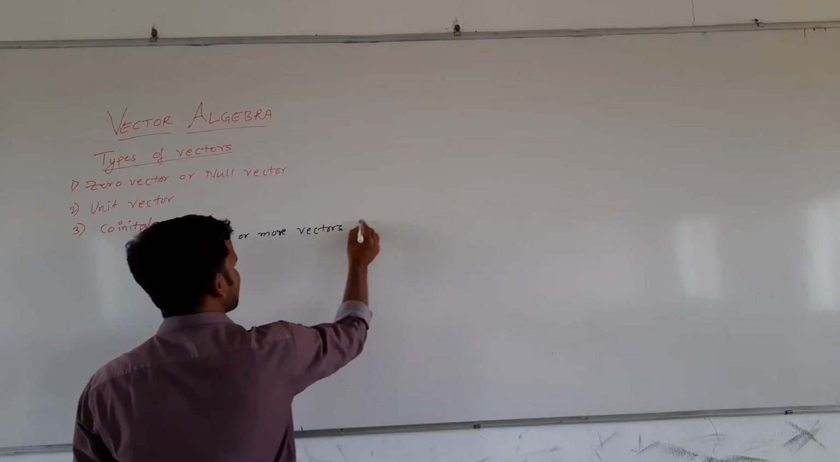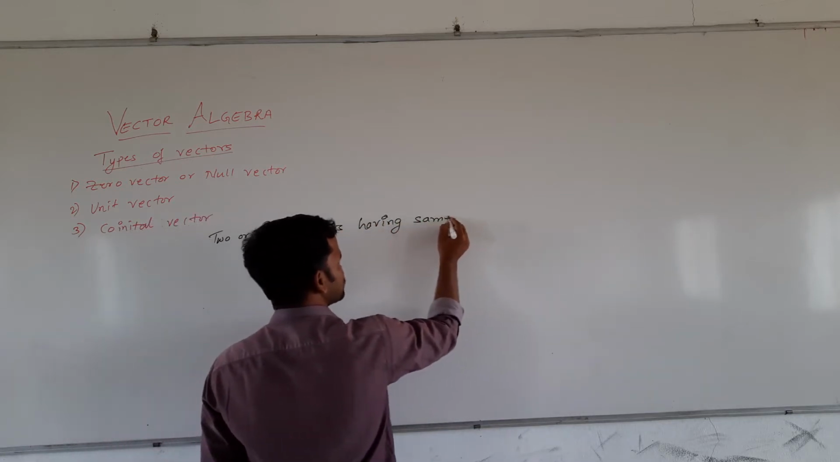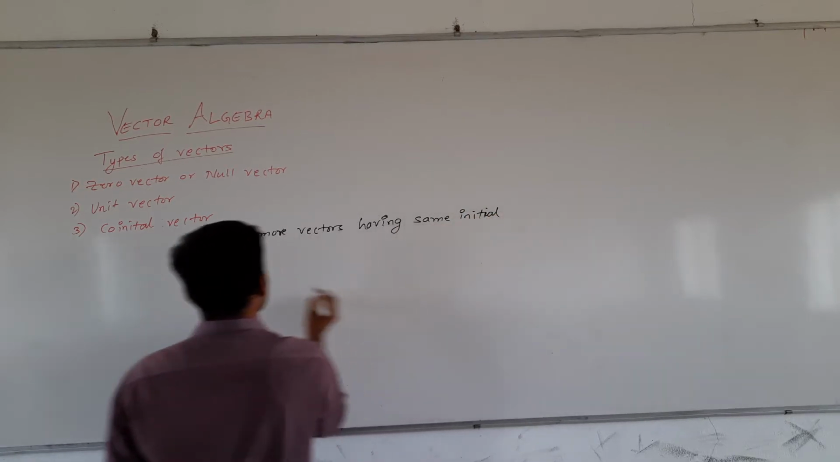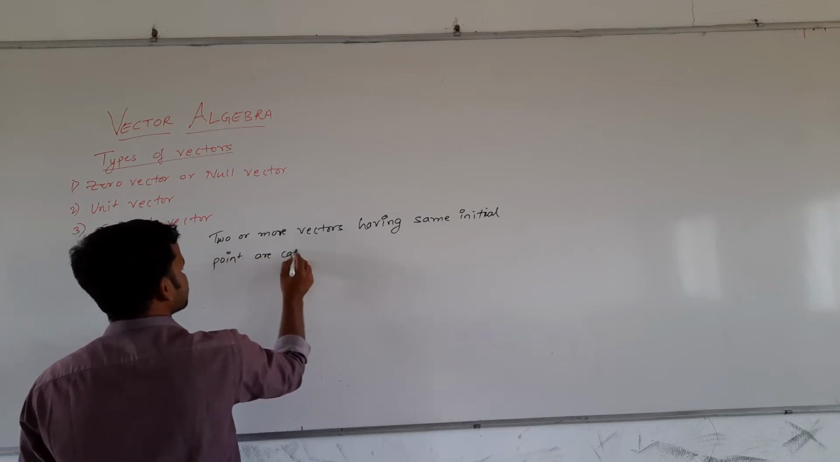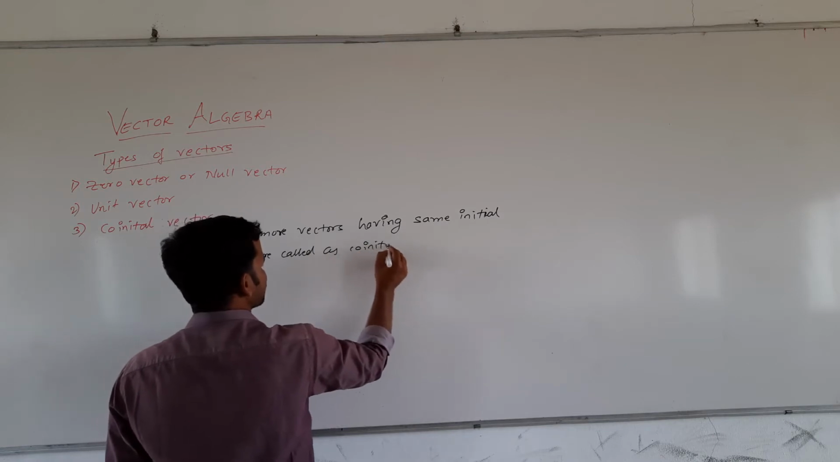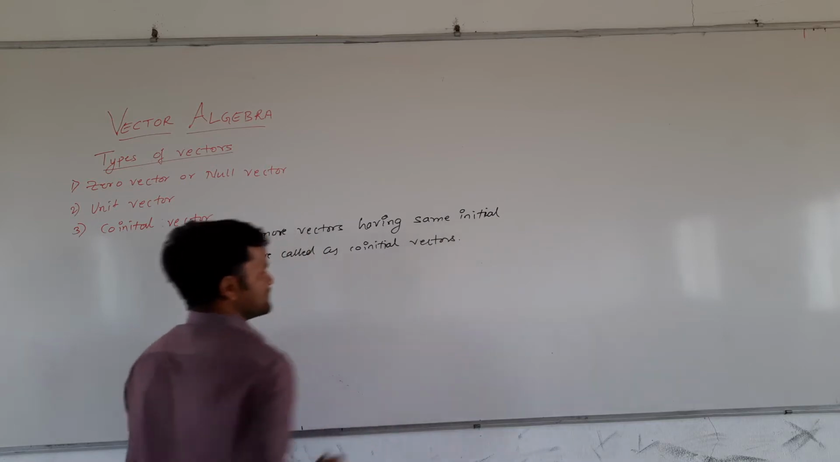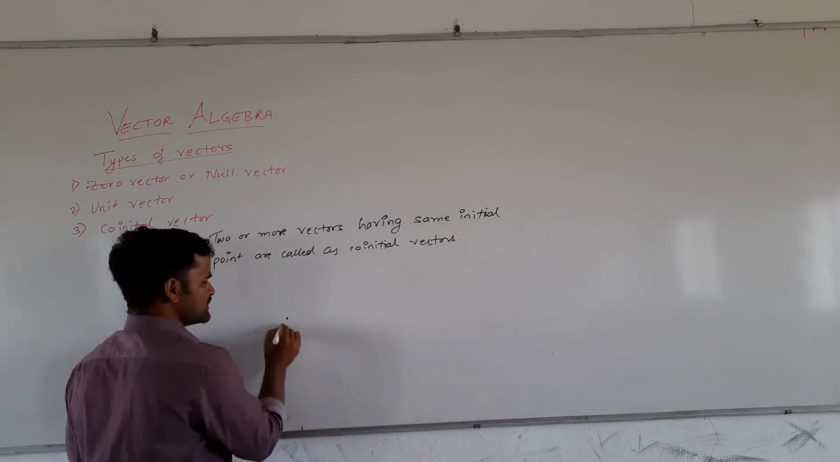Two or more vectors having the same initial point are called co-initial vectors. Very simple it is. See, suppose there is a point A.